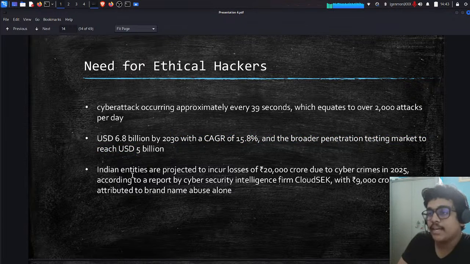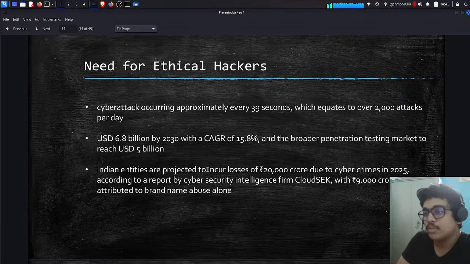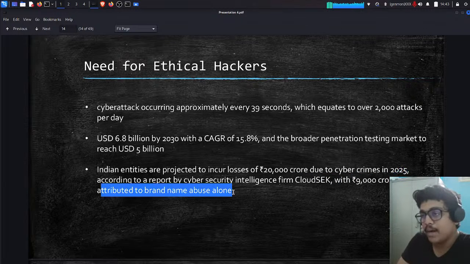Okay, so this is news about cyber attacks. Indian entities are projected to incur losses of rupees 20,000 crore due to cyber crime in 2025. This is the data for the financial year till April 2025, according to a report by cybersecurity intelligence from CloudSEK, with rupees 9,000 crore attributed to brand name abuse alone.